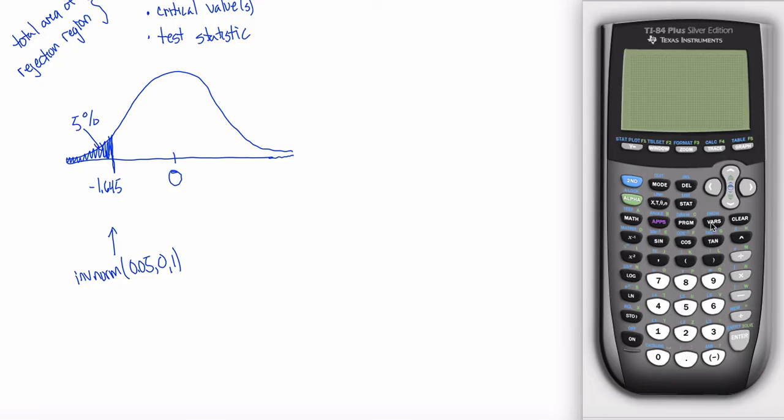In case you don't believe me, I'll hit second and then variables to get into the distribution menu. Go down to inverse norm. Tell my calculator the area to the left of the point I want is 0.05. The center is 0 and the spread is 1, so that I get normalized values. And it spits out this -1.645 if you round it to 3 decimal places. That's where this number came from.